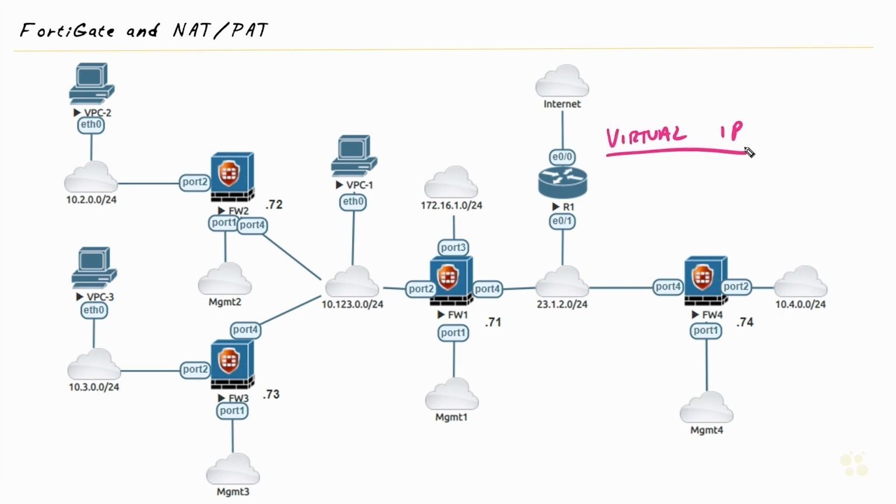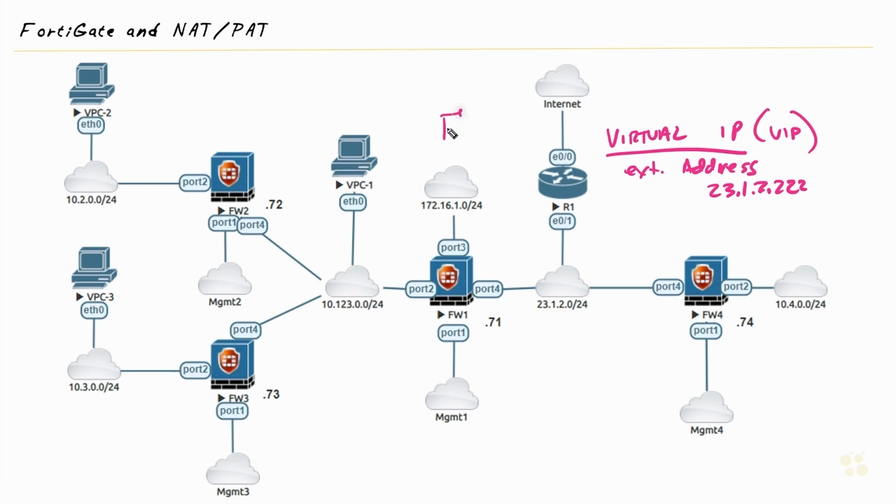And in this virtual IP, it's going to ask us about the external address. That's the one we want the world to see. So we'll say that is 23.1.2.222 based on our plan. And then in this virtual IP, I'll call it VIP for short, it's also going to ask us about the real address.